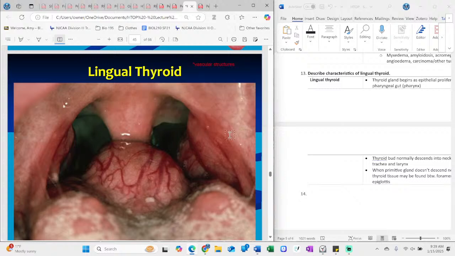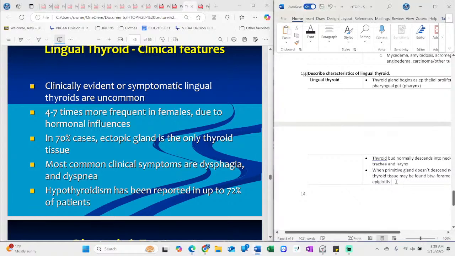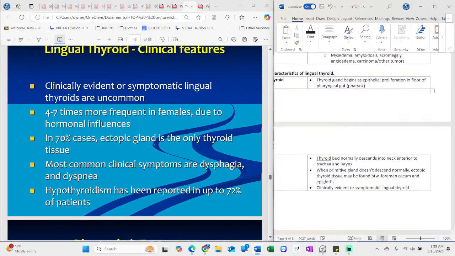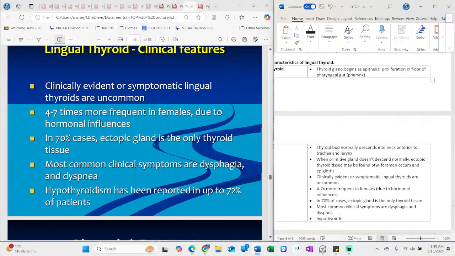So about 10 to 20% of patients often have these asymptomatic remnants of thyroid on the tongue or on other parts of the body. But most of these are asymptomatic. Some patients may have symptomatic thyroids, depending most commonly on the size of the thyroid gland. Some of the common symptoms are difficulty in swallowing, shortness of breath, or changes in the voice. These are 4 to 7 times more frequent in females, probably because of hormonal changes that occur more often than in males.